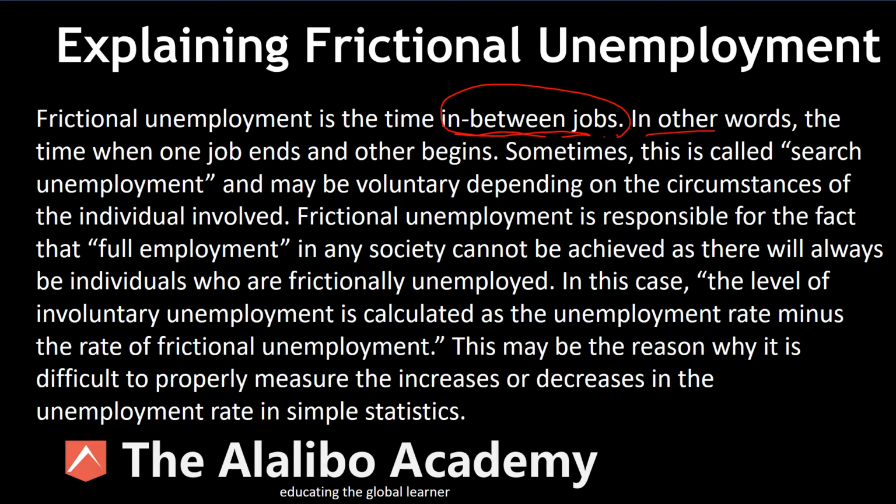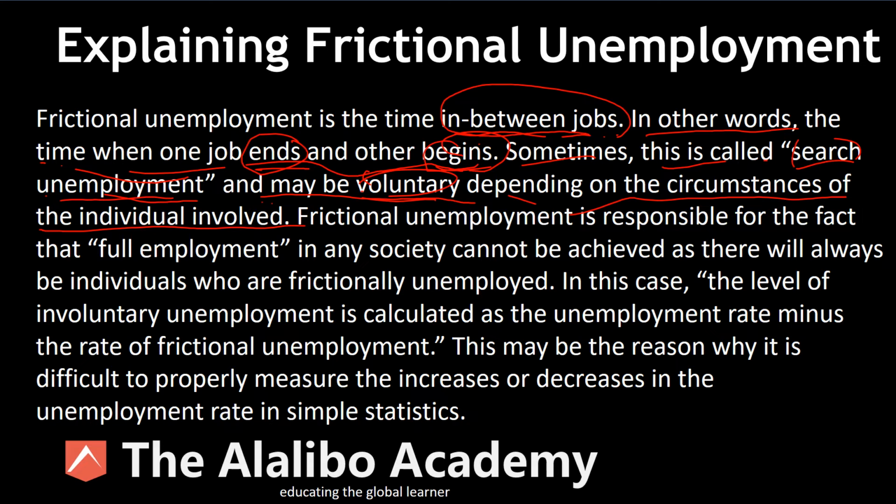All right, so it says, in other words, the time when one job ends and another begins, right? When one job ends, very keyword here, and another begins, another keyword here. Sometimes this is called search unemployment. So another term for frictional unemployment is search unemployment. So sometimes you will see search unemployment instead of frictional unemployment. It's the same type of unemployment, and it may be voluntary, right? So it may be voluntary depending on the circumstances of the individual involved. Now, what does that mean that it may be voluntary?